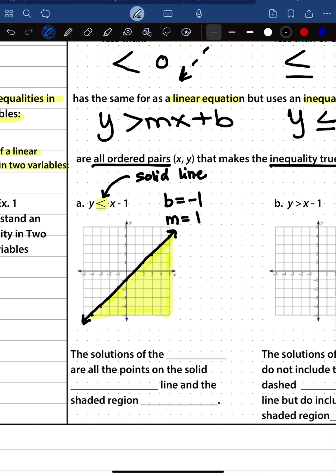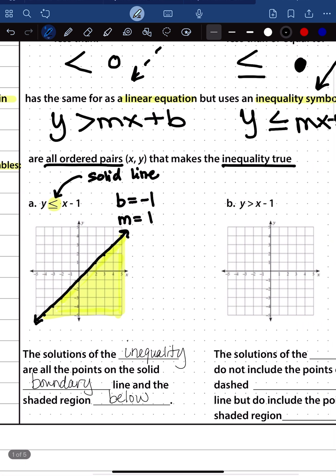So the solutions of the inequality are all the points on the solid boundary line and the shaded region below. This line we call the boundary line because for inequalities, there is a set of values that would make the inequality true.